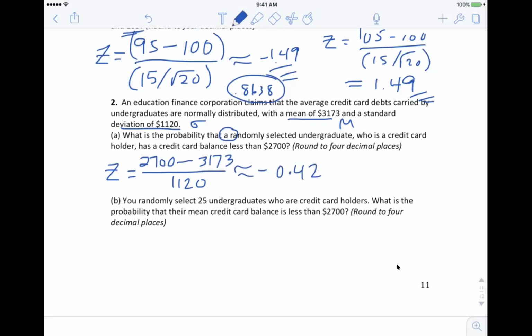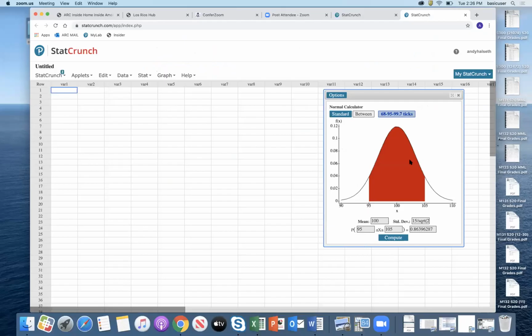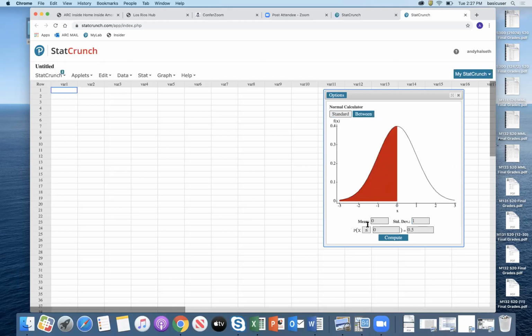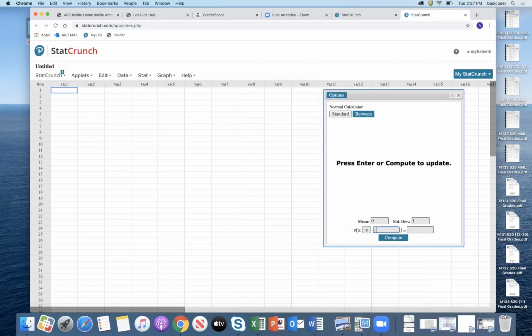Table, if you like that table, keep going that way, or StatCrunch. I'm going to do, you guessed it, StatCrunch. So let's go back to mean 0, standard deviation 1. Okay, and then I want standard for this one. It's less than, so I've got the right symbol there, and then negative 0.42 for my final answer of 0.3372.